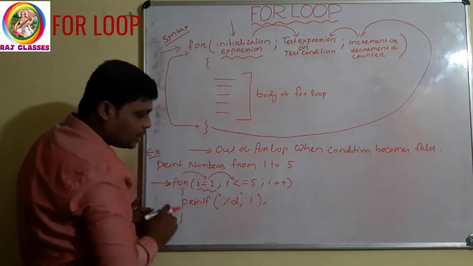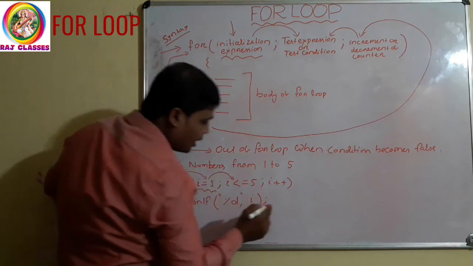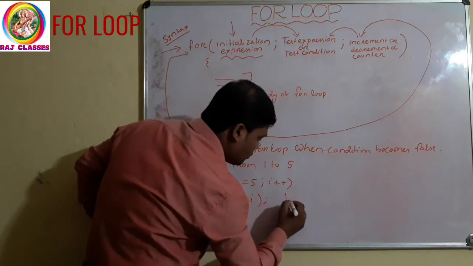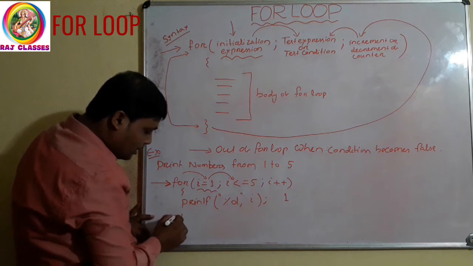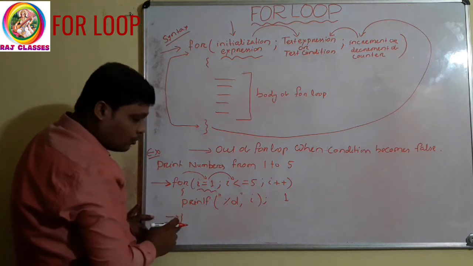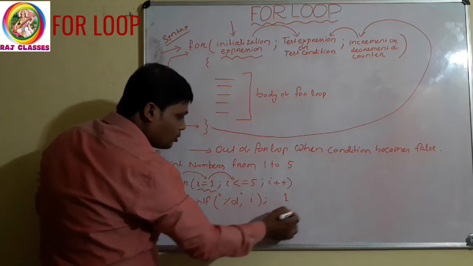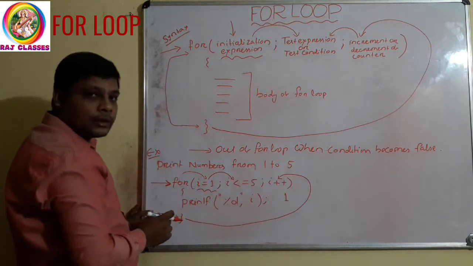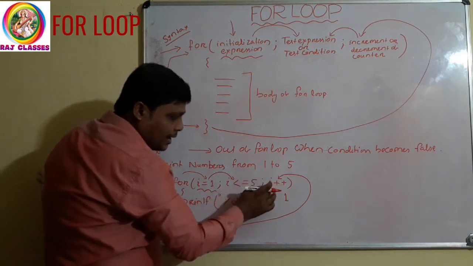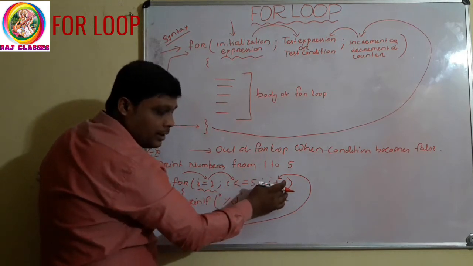So there is one printf statement and it will print the value of I. So it will print what? 1. Clear? And when the control reaches the end of the loop, it will automatically go to which part? The increment and decrement part. Clear? Then the I value will be incremented. I value will be 2.